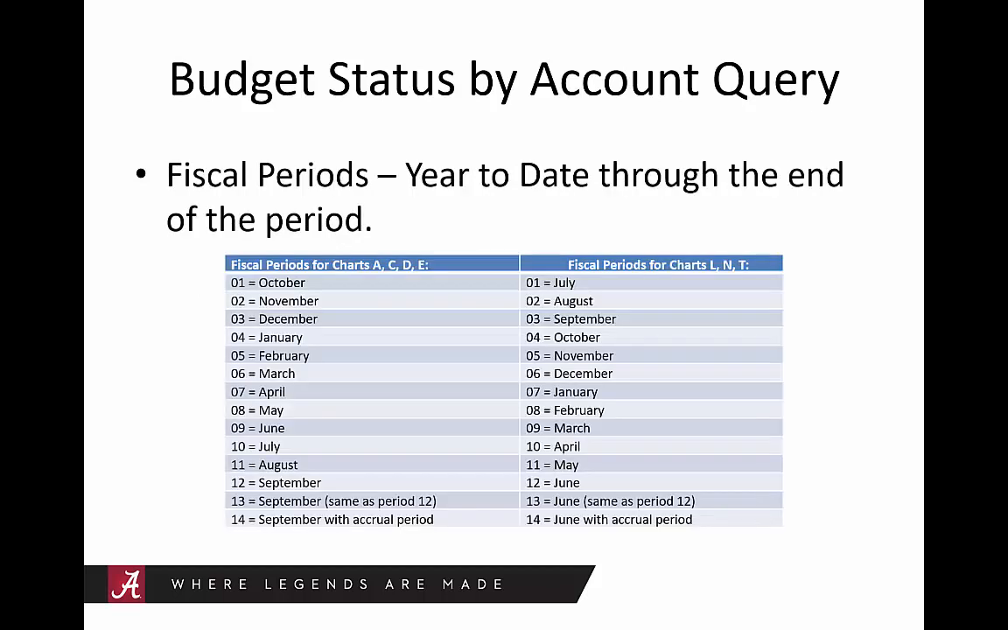Let's review the fiscal periods available for our various charts of accounts. Those with a September year end start with period 01 in October and go through period 12 for September without the accrual period. Period 14 includes all data for the year with the accrual period transactions. When choosing the fiscal period, the data included starts at the beginning of the year and pulls all data through the chosen period. See the corresponding chart for our foundations with the June year end.